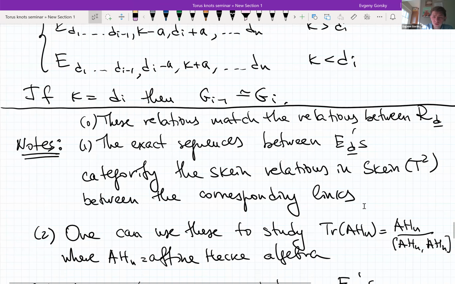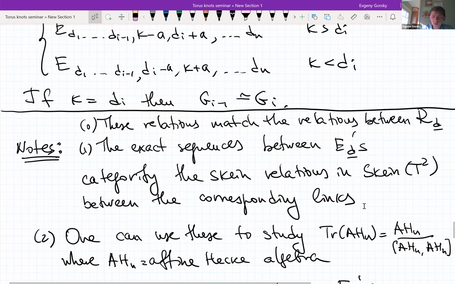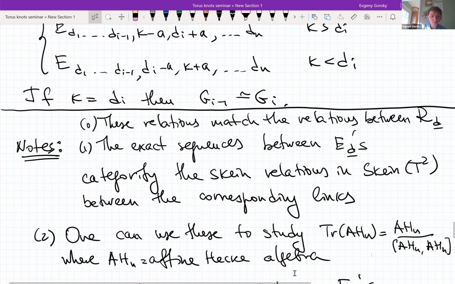One can use this to study just a purely algebraic problem. Again, maybe I'll say in words. So you have an affine Hecke algebra, and you have the classical notion of trace of affine Hecke algebra, where you have the affine Hecke algebra mod the commutator, and you can find the basis in this trace of the affine Hecke algebra, which was done by He and Nie and other people, and you can define some kind of skein product there, and this technique allows you to compute in the skein product.